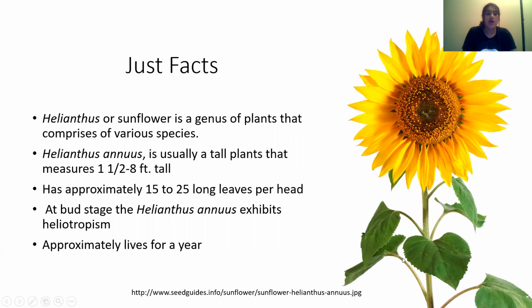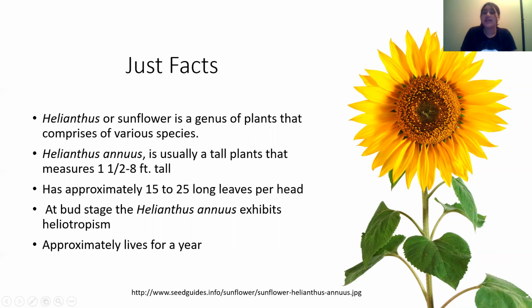The Helianthus, or sunflower, is a genus of plants that comprises various species. The Helianthus annuus is usually a very tall plant, which can measure up to 1.5 feet tall. It approximately has 15 to 25 long leaves, which vary in color. Some are yellow, some are red, some are brown, depending on the type of species you are looking at.